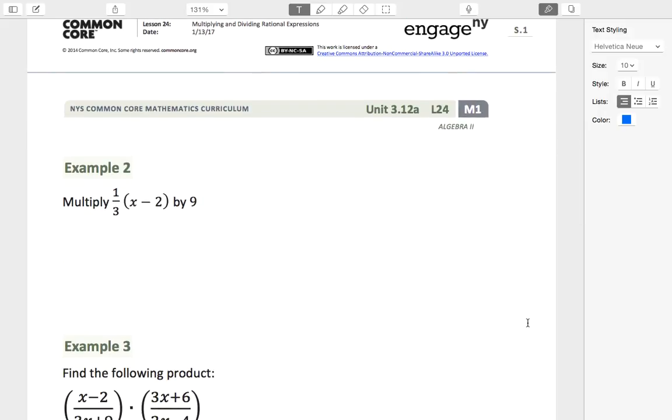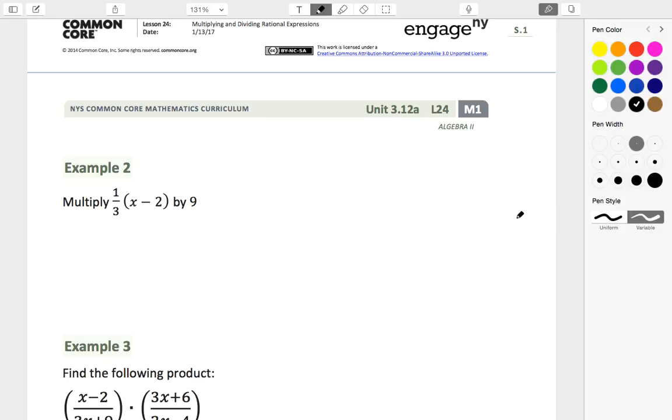Okay, so for example 2, this one may appear a little bit tricky, but it is not. Some of you may naturally want to distribute this 1/3, but when we're multiplying, we can use the commutative property to switch some of these around, okay? So what I'm going to do is rewrite this as 1/3 times x minus 2 by 9, right? So I apply the commutative property, switch my factors. So I get 9 over 1 times x minus 2. Eventually I'll get 3 here times x minus 2.